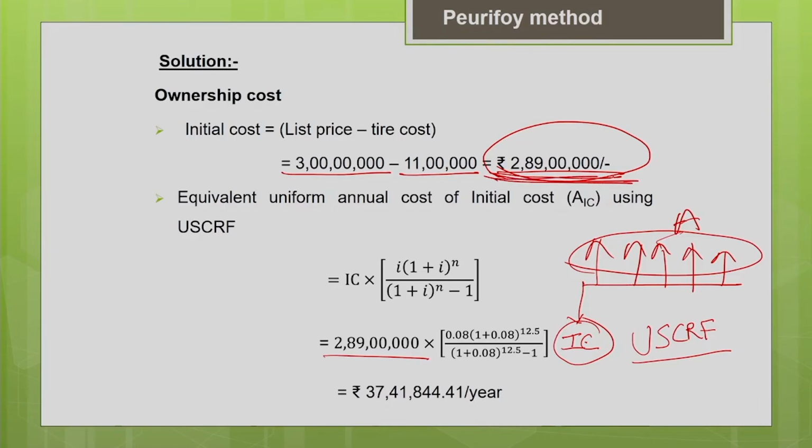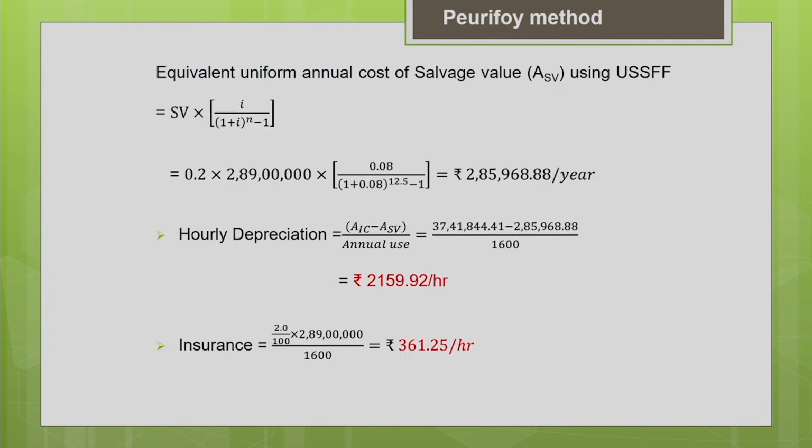2 crore 89 lakh multiplied by your uniform series capital recovery factor, which is I into (1 plus I) to the power n, divided by (1 plus I) to the power n minus 1. The interest rate, you know, is 8% and n is 12.5 years. So you can get the annualized initial cost as 37,41,844.41 per year. So we have converted the initial cost into annualized initial cost using the uniform series capital recovery factor. Now let us move on to the salvage value.